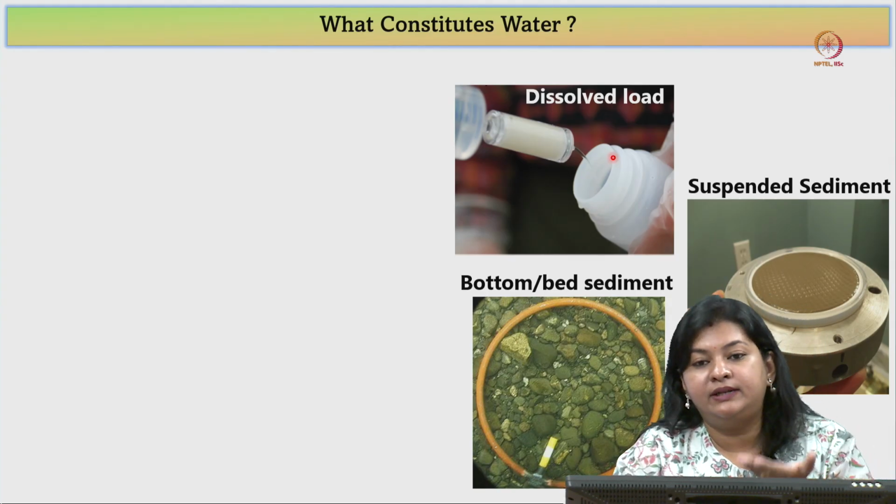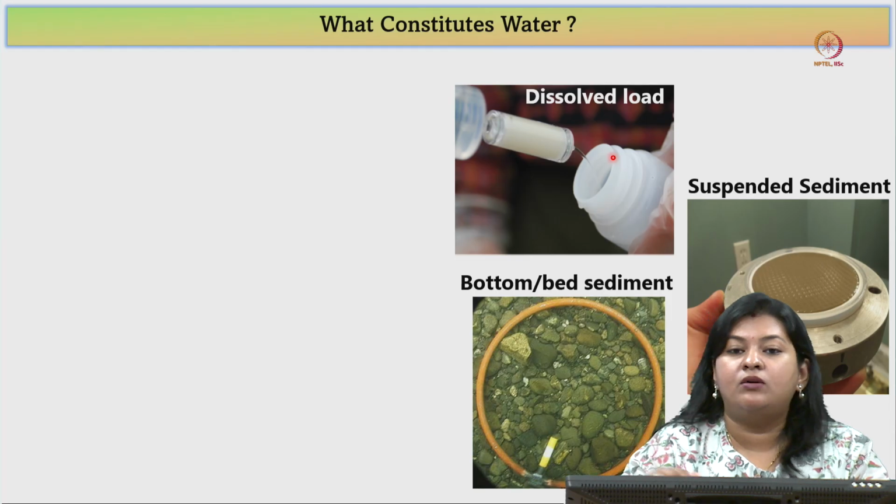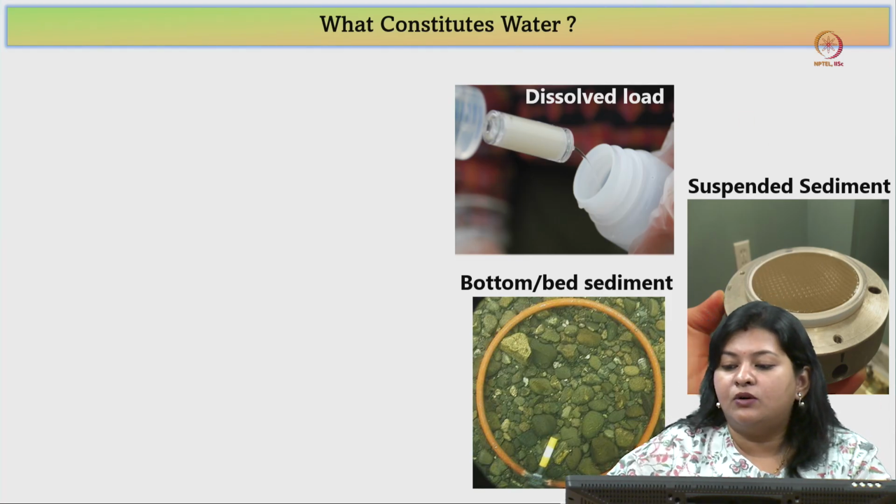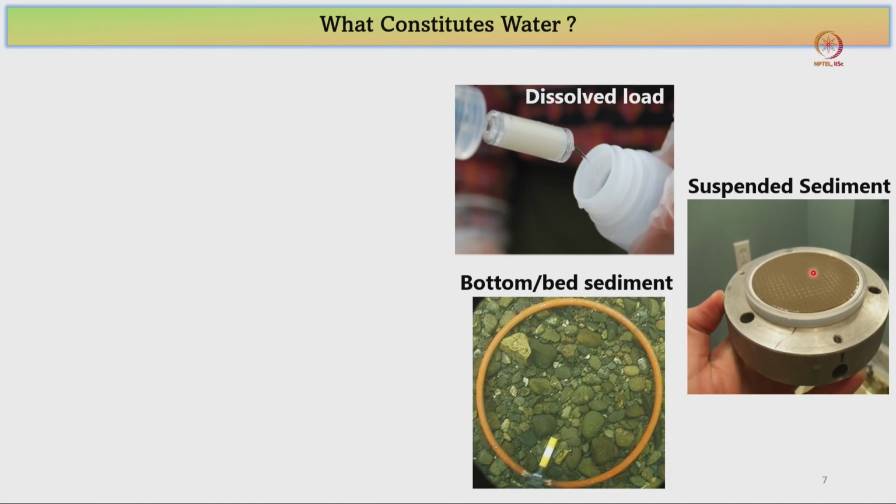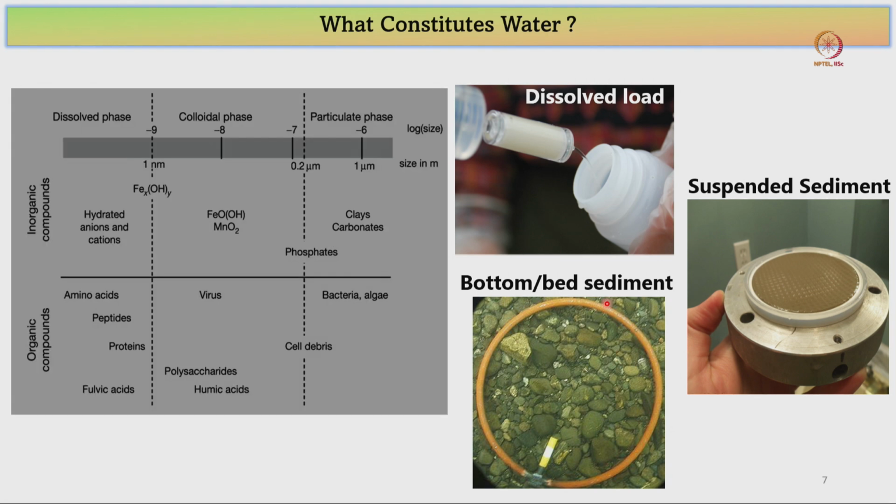And when we are filtering, if we find things like this on the filter paper, then this is called the suspended sediment load, right. And of course, there is the bottom or bed sediment. Now, this image shows how much is getting dissolved and how much is getting retained on the filter paper. All this is determined by our filter paper pore size.